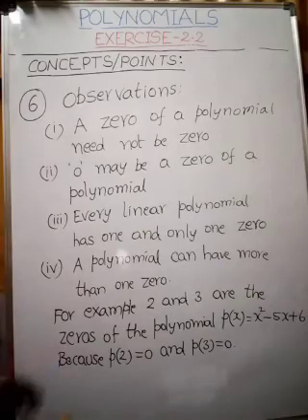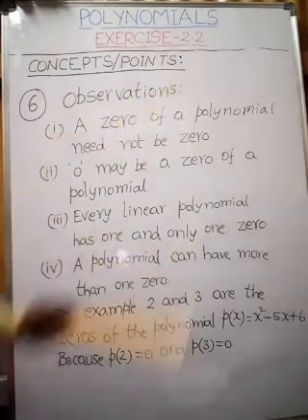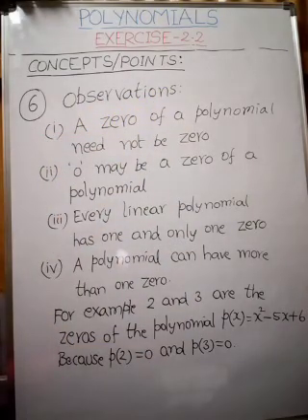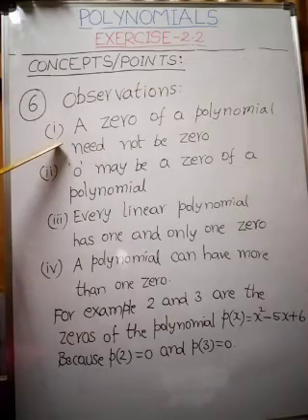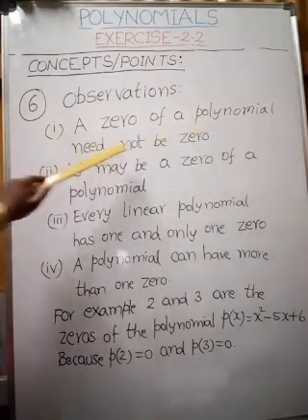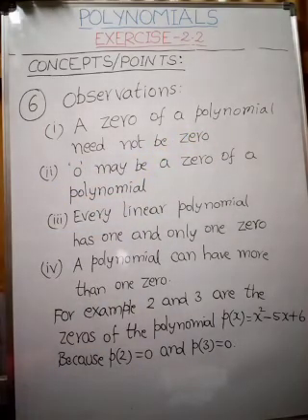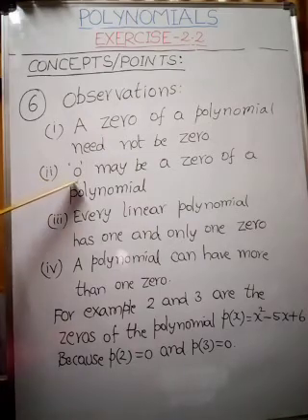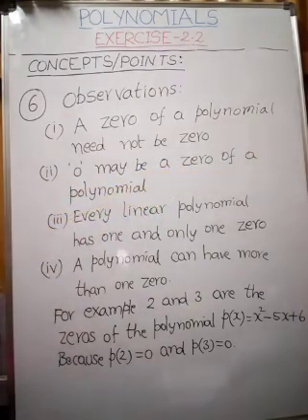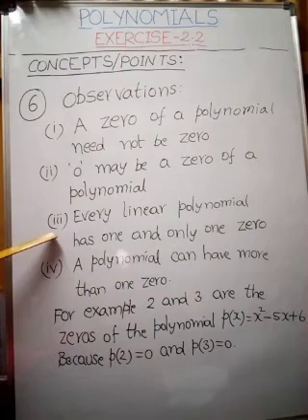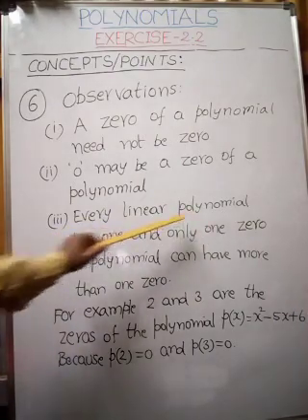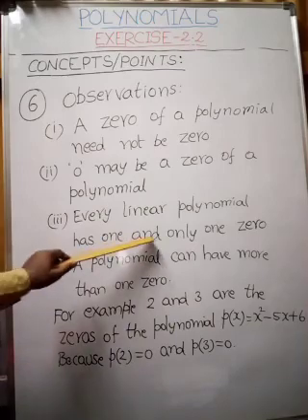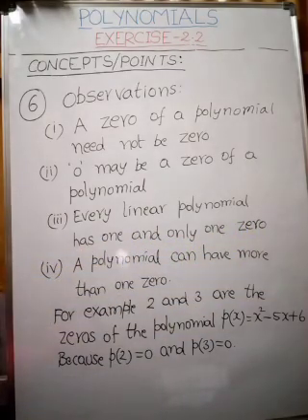Right. Now come to the last point, that is observations. These are some points we observed. That is the first point: a zero of a polynomial need not be 0. It may be any real number. And second point, 0 may be a zero of a polynomial. This is also one observation. And the third point, every linear polynomial has one and only one zero.